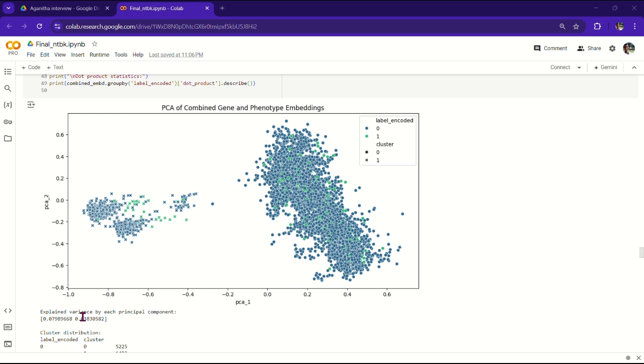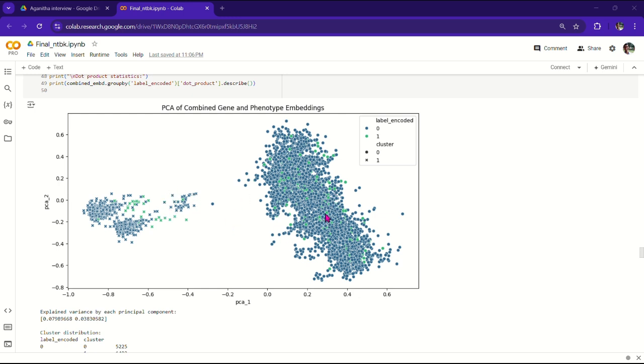So let's talk about the cluster distribution. The PCA plot shows two distinct clusters after k-means clustering. One cluster is more tightly packed around the center of the plot, while the other is more dispersed around the right side of the plot. Okay, this is the center of the plot, and this is our right side of the plot.